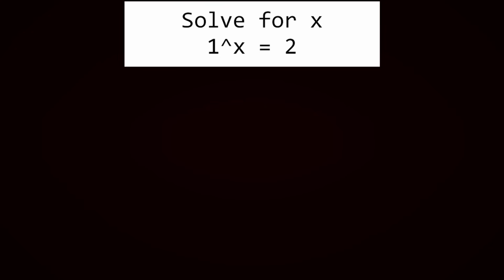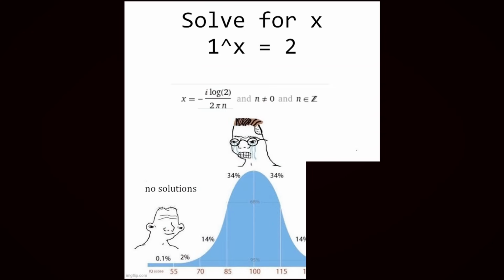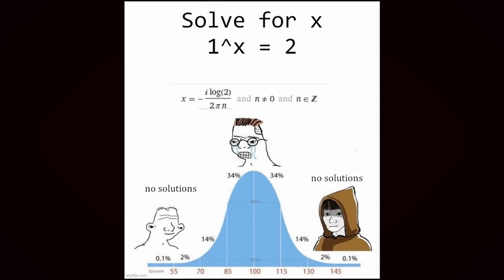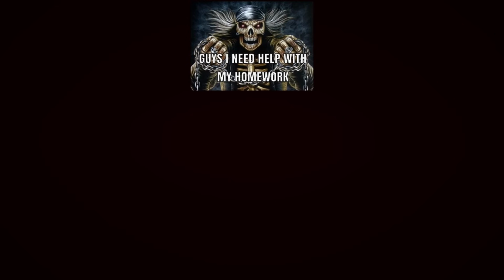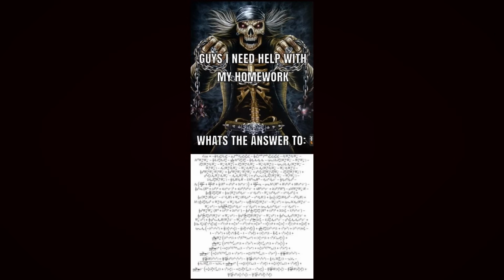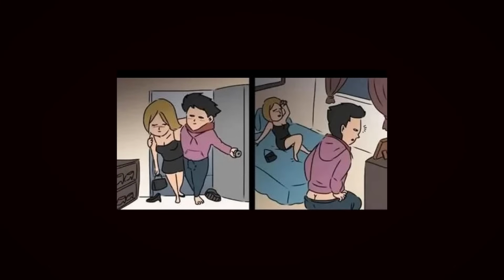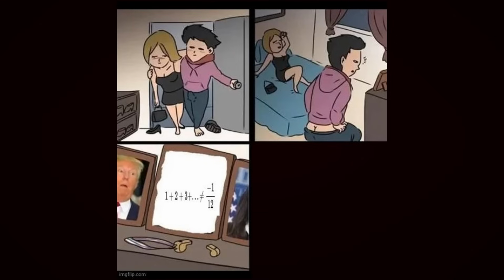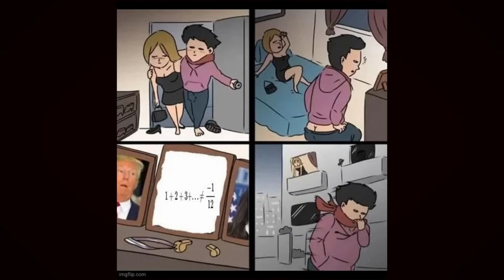Solve for x: 1 to the power of x equals 2. No solutions. Or this shit. No solutions. Guys, I need help with my homework. What's the answer to? What the f is all of this shit, bruh? 1 plus 2 plus 3 plus etc. not equal to -1 over 12.